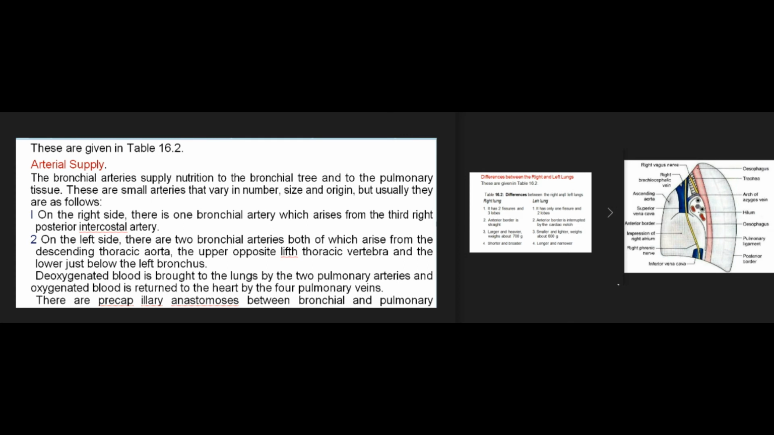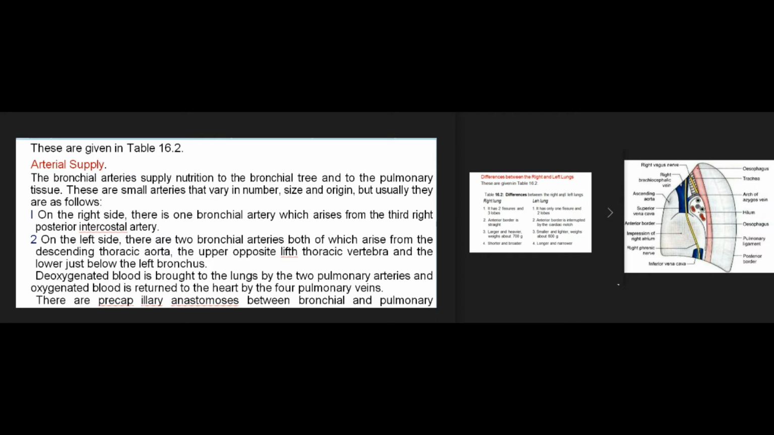Arterial supply. The bronchial arteries supply nutrition to the bronchial tree and to the pulmonary tissue. These are small arteries that vary in number, size, and origin, but usually they are as follows. 1. On the right side, there is one bronchial artery which arises from the third right posterior intercostal artery. 2. On the left side, there are two bronchial arteries, both of which arise from the descending thoracic aorta, the upper opposite left thoracic vertebra and the lower just below the left bronchus.